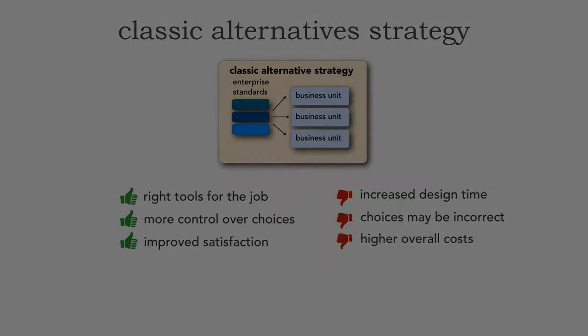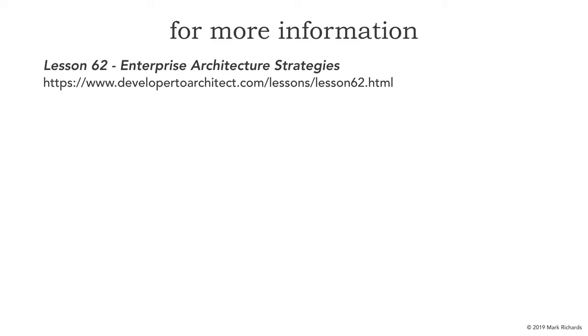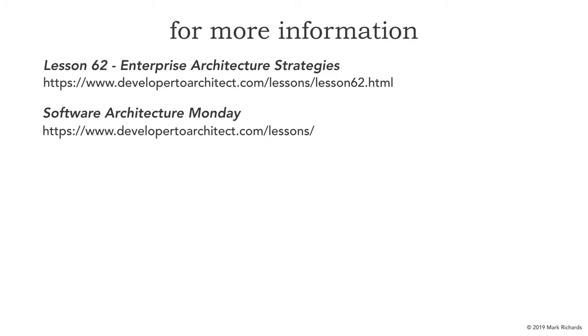Now, what we're going to do in the next lesson is actually take a look at the decentralized models or strategies of enterprise architecture. But for more information, you can go all the way back to lesson 62, the enterprise architecture strategies, to get a grounding of all of these, and then review lesson 63 on the prescriptive approach to see the differences between these two strategies of enterprise architecture.